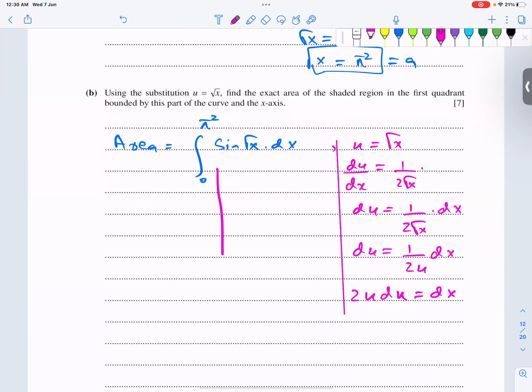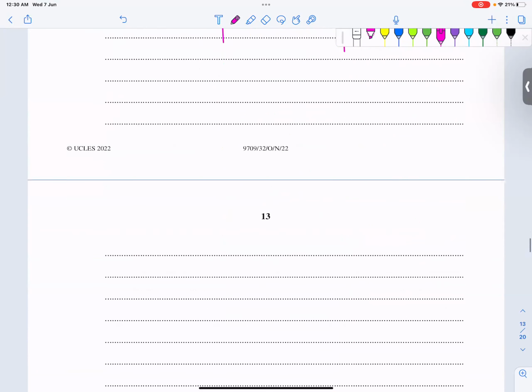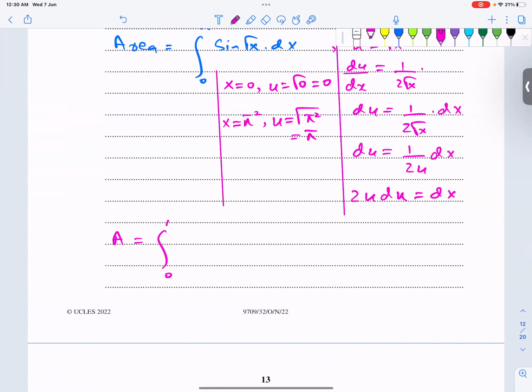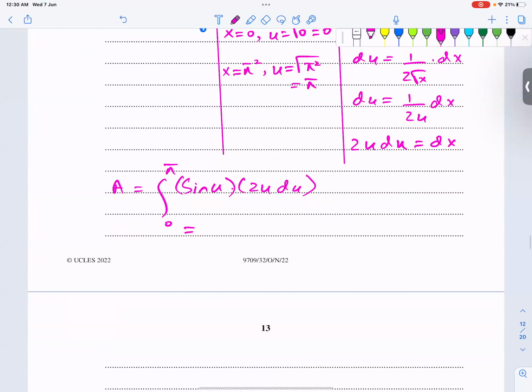The second step was the limits. Now, if x is equal to 0, then u is equal to square root of 0, which is 0. If x is equal to pi square, u is equal to square root of pi square, which will be pi. So this means that area will be equal to the integral from 0 to pi of sine of square root of x, which is actually u, and dx becomes 2u du.